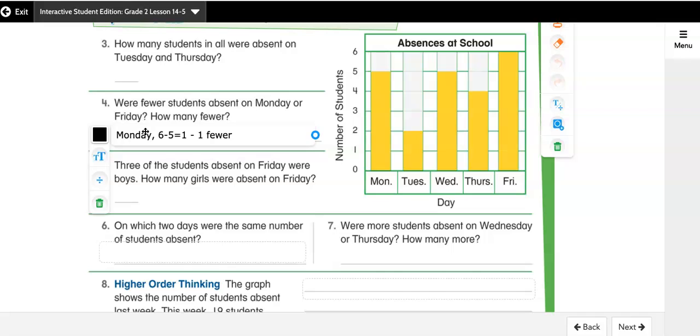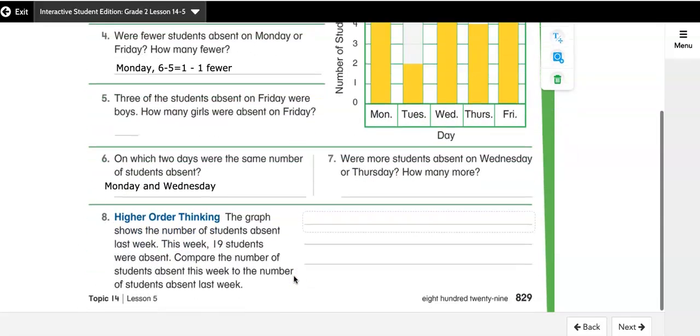student that was absent. All right, number 6 says, on which 2 days were the same number of students absent? So again, I'm going to go back to my graph. I'm looking to see if there's any 2 bars that are the same length. So I see Tuesday's at 2, but there's no other bars that stop there. I can see Thursday's at 4, but again, there's no other bars that stop there. Monday's at 5, and Wednesday's also at 5. So Monday there were 5 absences, and Wednesday there were 5 absences. Let's check Friday just to be sure. Oh, nope, I remember Friday had 6. So the 2 days of the week where there were the same number of absences were on Monday and Wednesday.